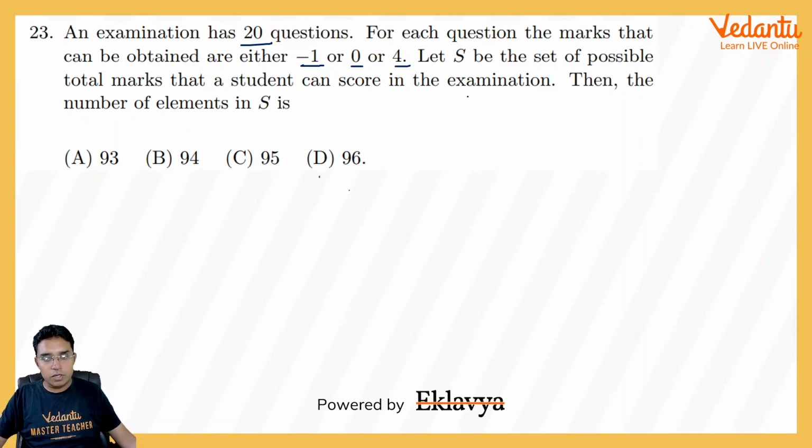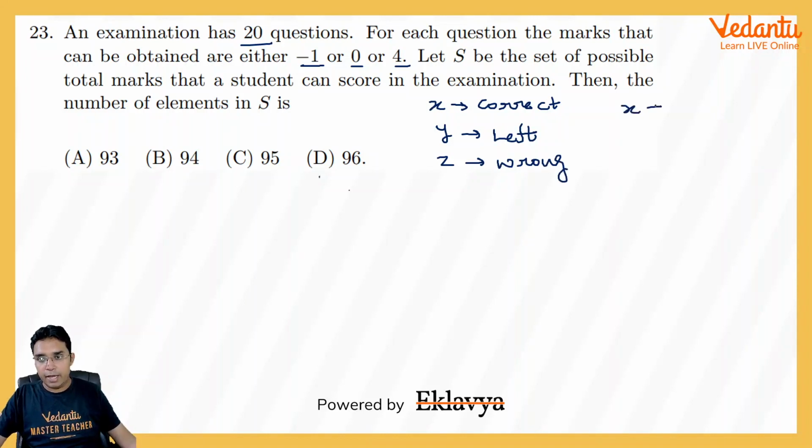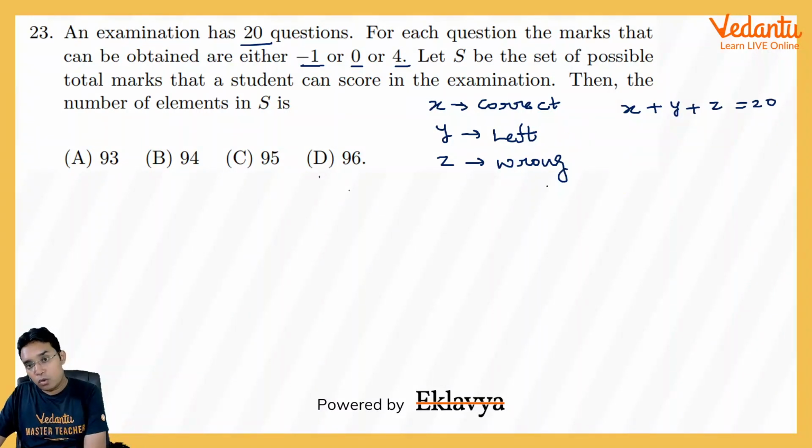Now to do this question, let us assume you have done X questions correct, you have left Y questions, and you have done Z questions wrong. So X plus Y plus Z has to be 20. A correct question cannot be left or wrong, a left question cannot be correct or wrong, and a wrong question cannot be left or correct. So this is how X plus Y plus Z will be 20.